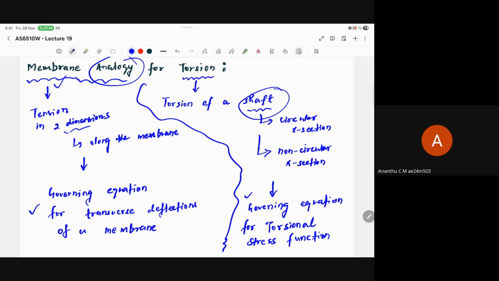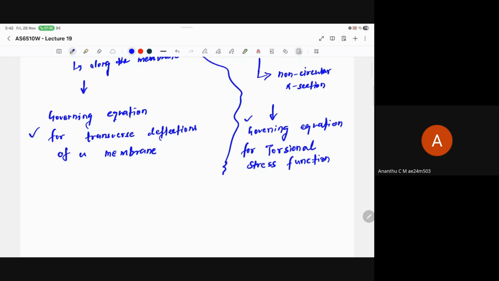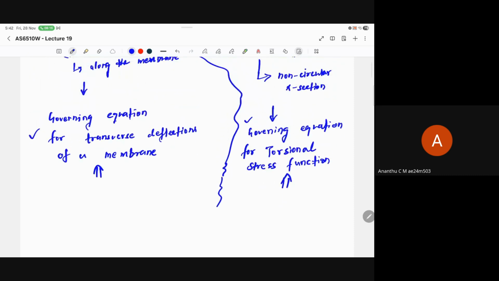Okay, so let us do this. We'll first derive the governing equation for the transverse deflections of a membrane, and then we will derive the governing equation for the torsional stress function for a shaft, and then we will see what governing equations we are getting, and then we will formulate the analogy between both of them. We'll see what parameters are similar in both of these cases. Okay. So we'll do this part first, the governing equation for the membrane.